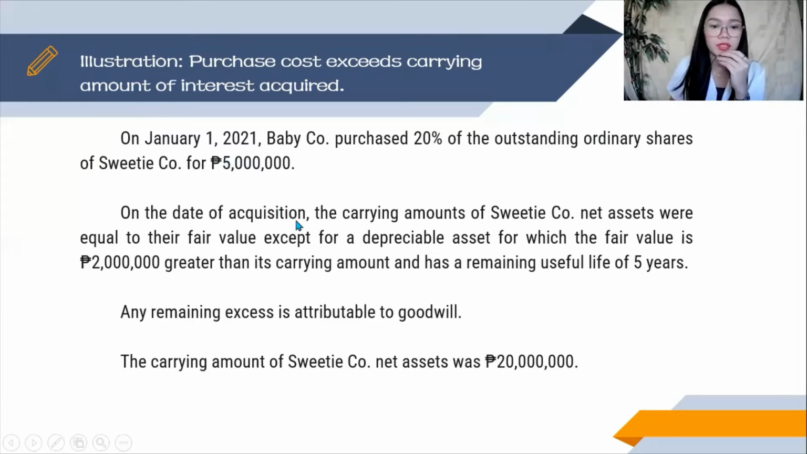On the date of acquisition, yung carrying amount daw ng net assets ni Sweetie Co were equal to their fair values except sa isang depreciable asset for which yung fair value daw niya is mas mataas ng 2 million compared to its carrying amount. And yung depreciable asset na daw yun has a remaining useful life of 5 years. Pakitandaan po yun, 5 years. Any remaining excess is attributable to goodwill. The carrying amount of Sweetie Company net assets was 20 million.